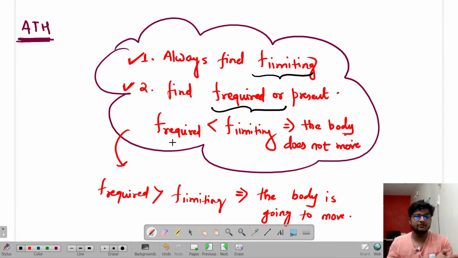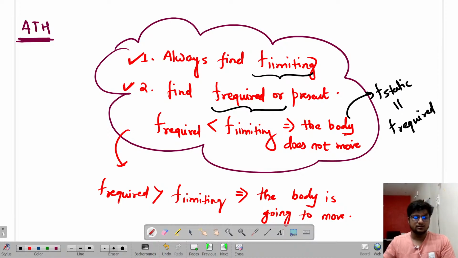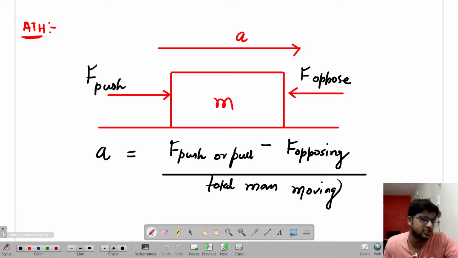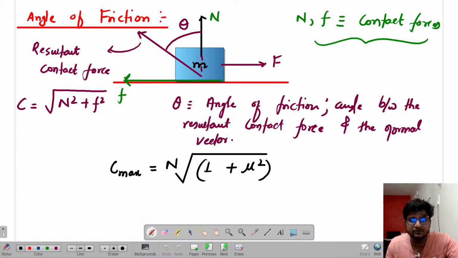If you found that the required frictional force is less than F limiting, the body is never ever going to move, and at that time which frictional force will occur? Static frictional force will occur, which will be exactly equal to F required. And if F required is more than F limiting, which frictional force will occur? Kinetic frictional force will be present, which will try to stop the body, but it cannot stop. The body will still have acceleration, and that's what we saw over here.